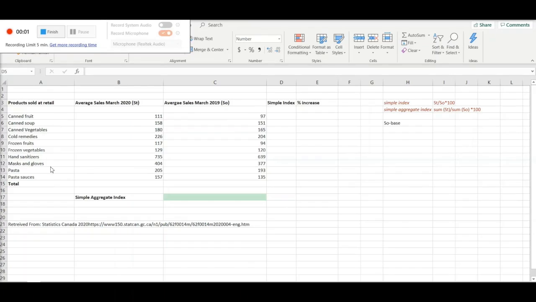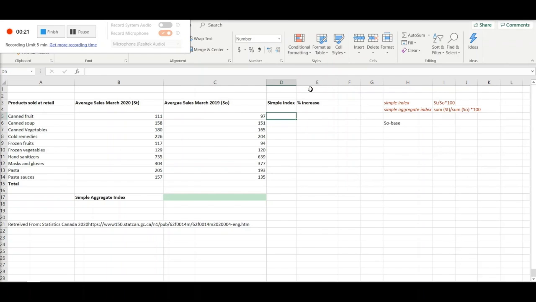Today, we're going to compare the percentage change in the average sales in both years using the simple index and simple aggregate index. I retrieved the data from Statistics Canada. It includes different types of items sold at grocery stores, like canned fruit, canned soup, masks and gloves, hand sanitizers. These were the key items that were largely sold in the grocery store. And here we have the average sales March 2019 and 2020.